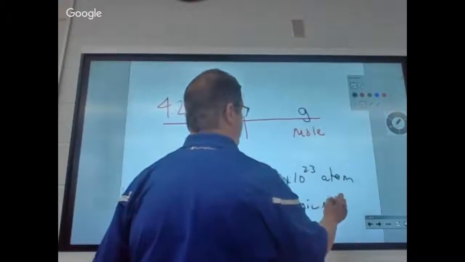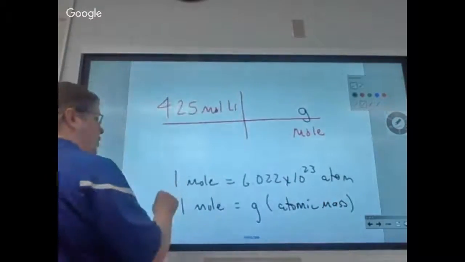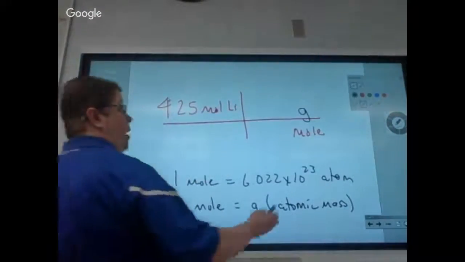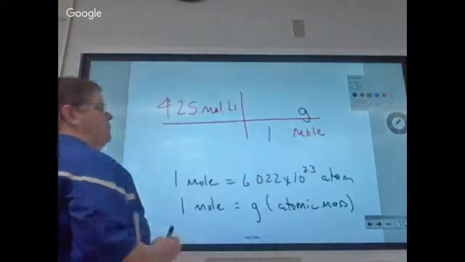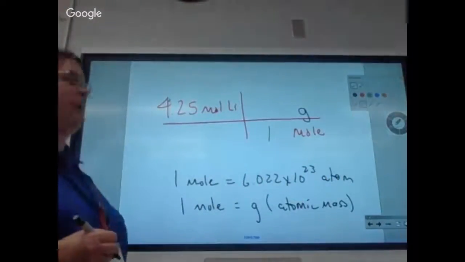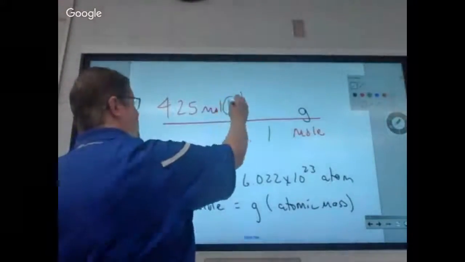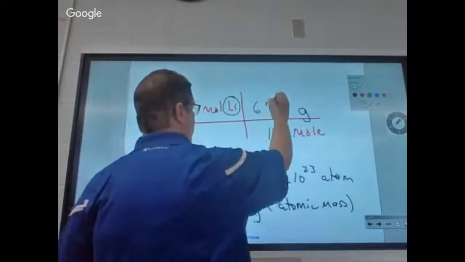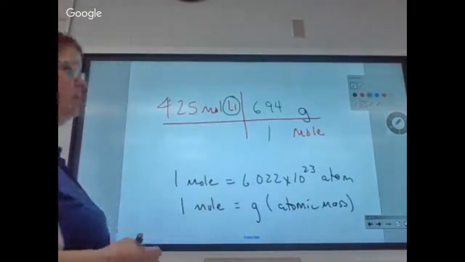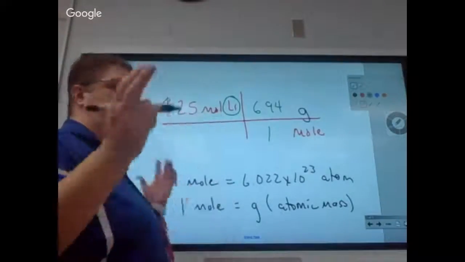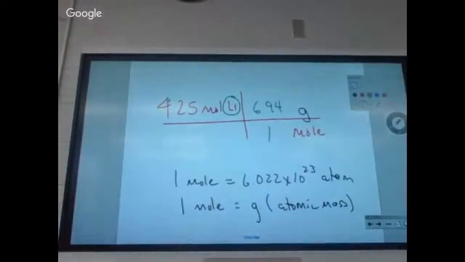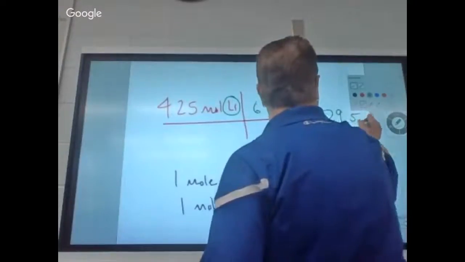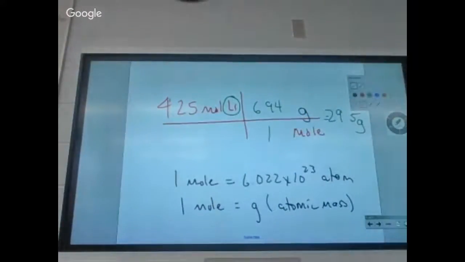So when you look at those 2 things that we learned yesterday, which one of these 2 fits this chart? The second one. So moles gets a 1 beside it, and grams gets what beside it? Atomic mass. So the question said Li, which is lithium. So you look on the periodic table to find lithium's mass, and it's 6.94. So 4.25 times 6.94 gives you 29.5. Okay? And grams.